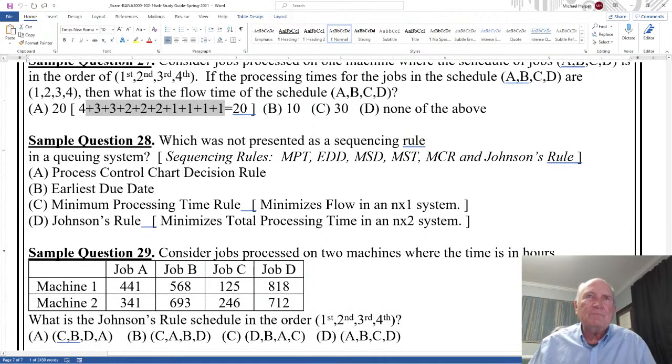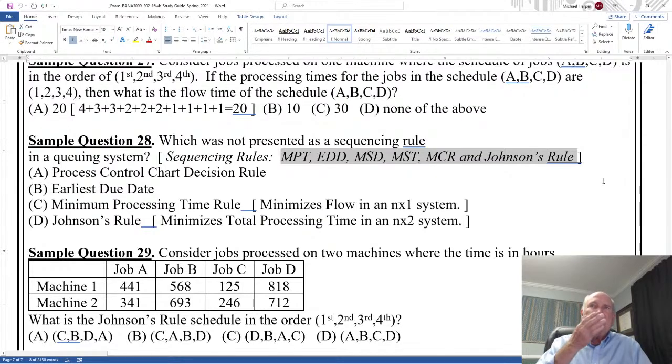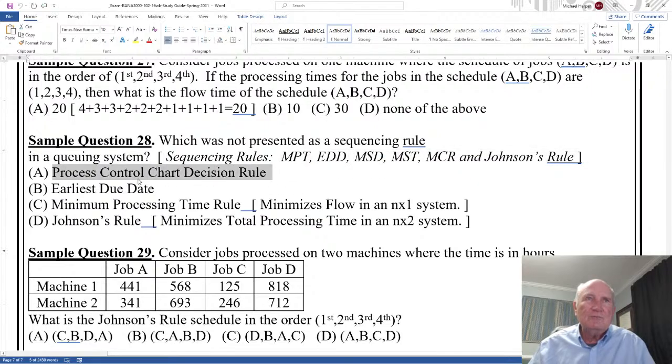Okay, which was not presented as a sequencing rule in a queuing system? Well, the sequencing rules were SPT, earliest due date, minimum start date, minimum slack time, minimum critical ratio, and Johnson's rule. Those were the 6 sequencing rules that I introduced, along with FIFO and LIFO. And so the process control chart decision rule, that's not a sequencing rule.